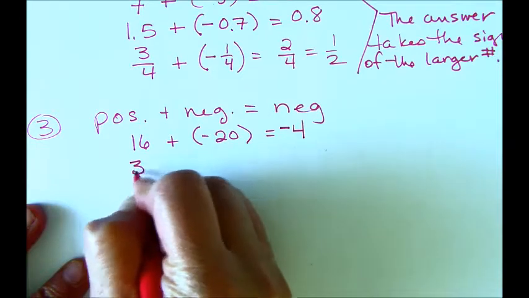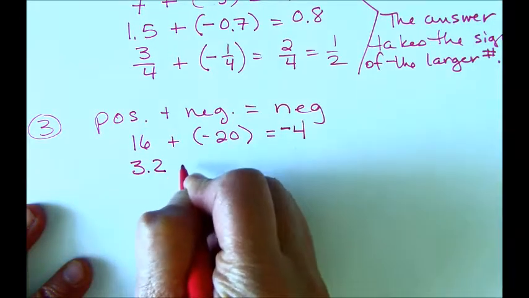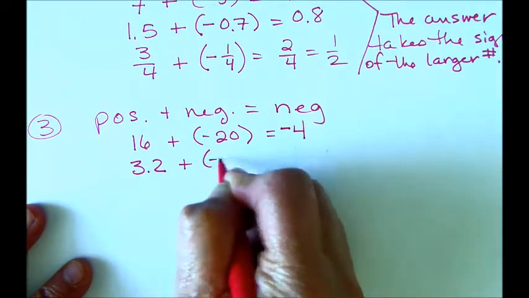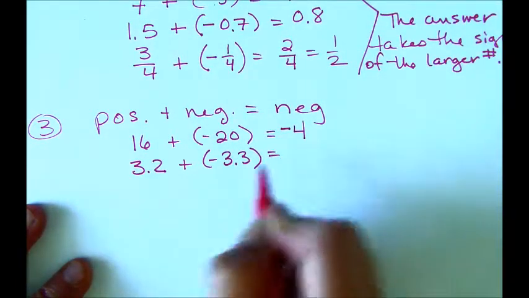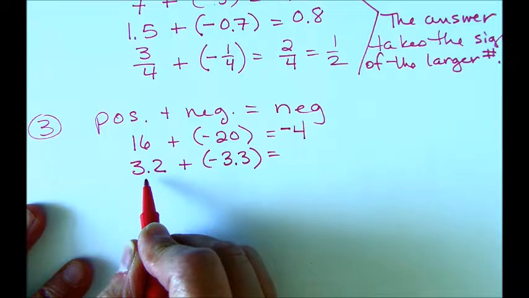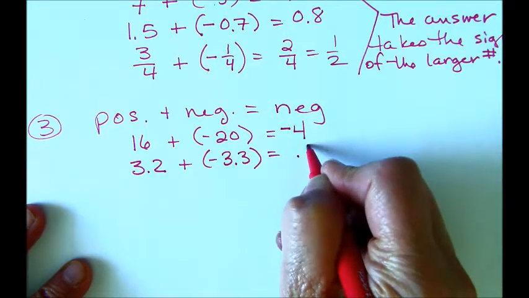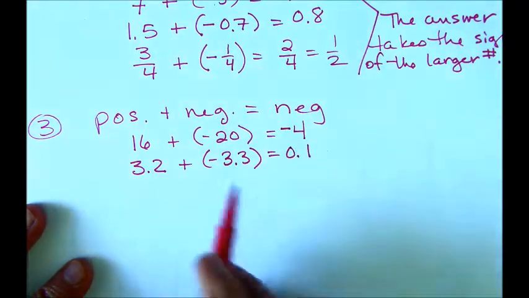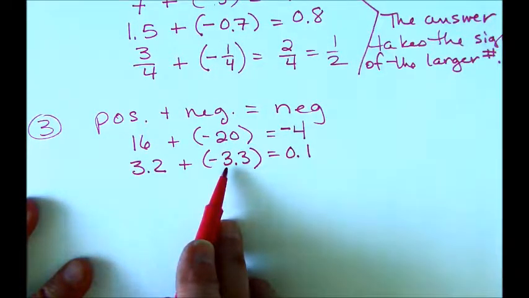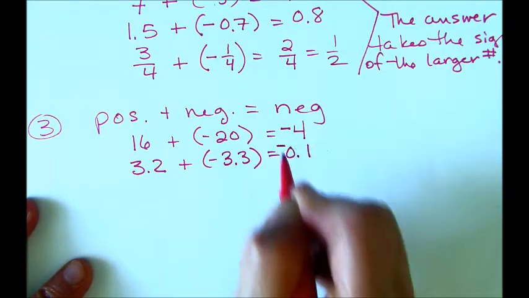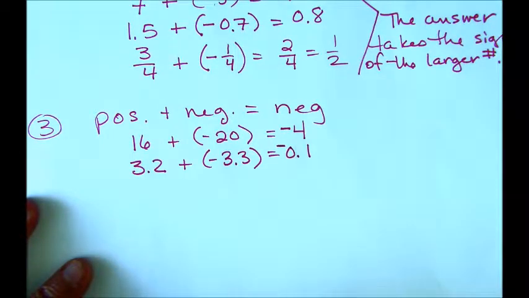Let's try 3 2/10 plus negative 3 3/10. The difference between the two numbers is going to be 1/10. Now the higher number, or the bigger number, is the 3 3/10. So it's going to be a negative 1/10.